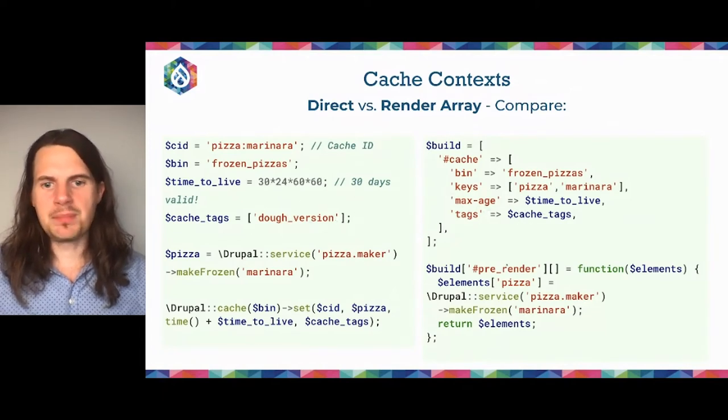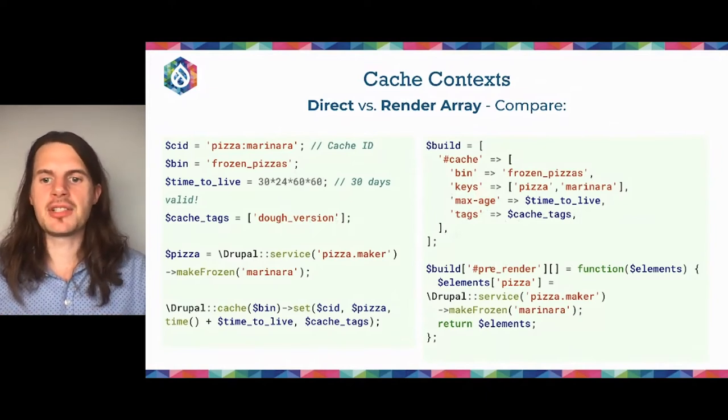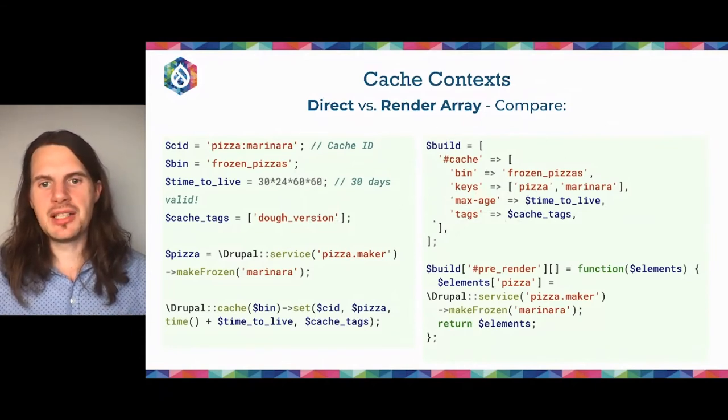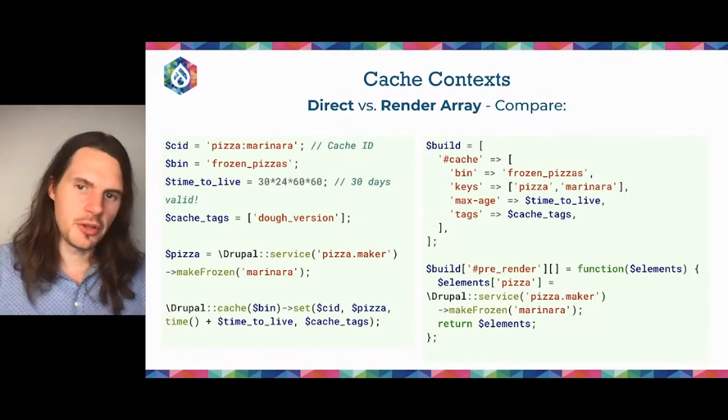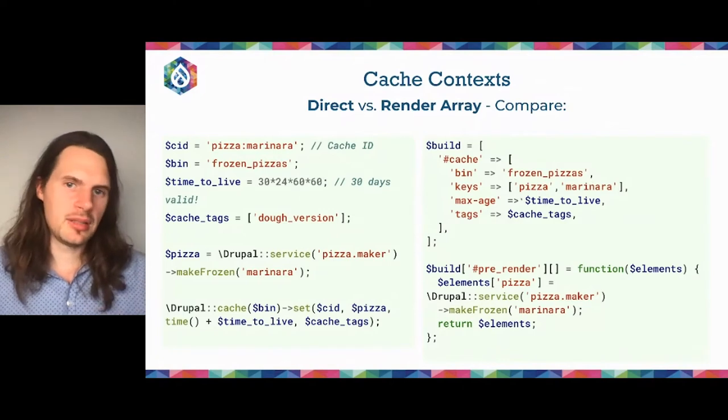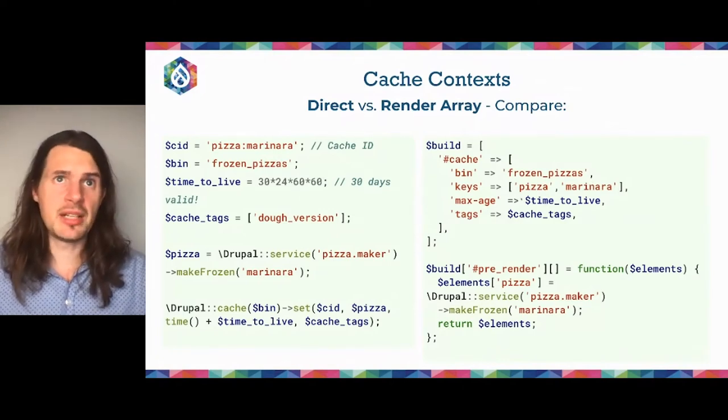And now the most difficult part about that is we have a pre-render function, and that's essentially a cache miss function. So when Drupal sees this array, it essentially checks, is there a pizza marinara item in frozen pizzas? And if there is, directly stop, return it. And if it's still valid, return it, and you're good to go. Then this render array is directly returned and nothing more to do.